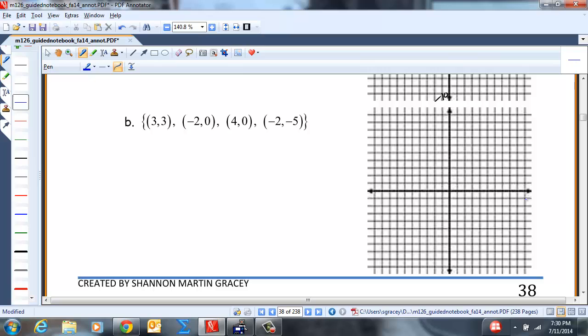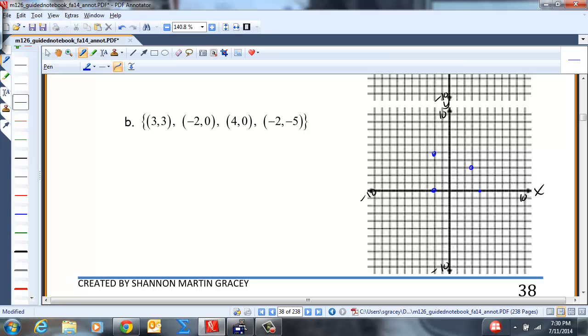Okay, so I'm going to check how you did. I'll do the regular scale here, plus or minus 10 on each axis. And let's do our graph. So we have an ordered pair at 3, 3. We have ordered pairs at -2, 0, 4, 0, and -2, 1, 2, 3, 4, 5. Okay? And again, we're not connecting any dots.